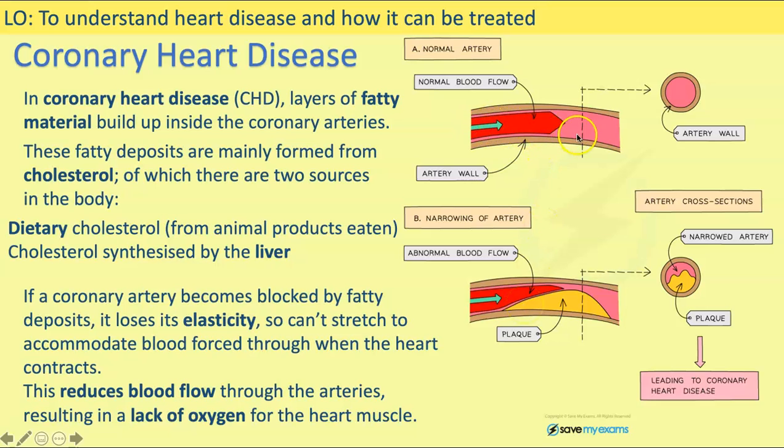So this would be your normal artery with no blockage. The blood can flow straight through, and we can see here on the side, the lumen is not blocked at all. Here, if we've got narrowing of the artery, here's your plaque building up, the layers of fatty material and cholesterol. You can see that the blood flow is abnormal here. It's restricted. And if we look at it on the side, you can see that the lumen is greatly narrowed.